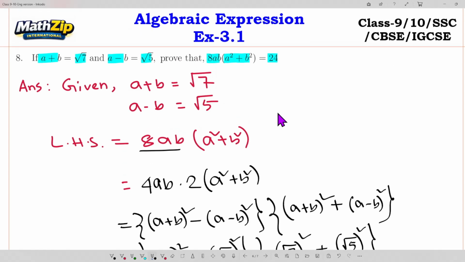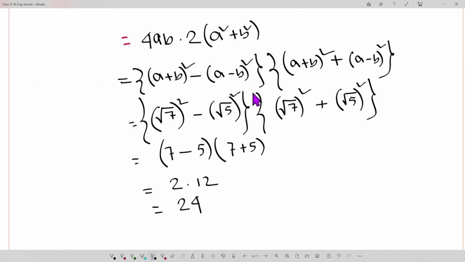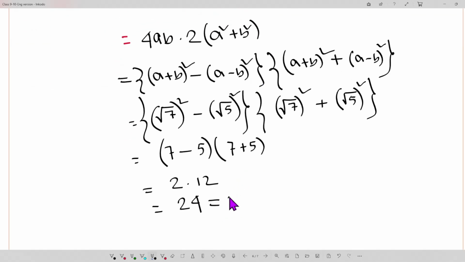Now look, here we have to prove that 8ab times (a square plus b square) equals 24, and here is also 24. This is the right hand side. So we can say left hand side equals right hand side. Proved.